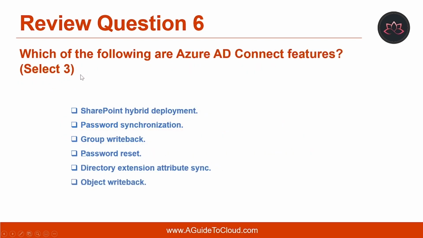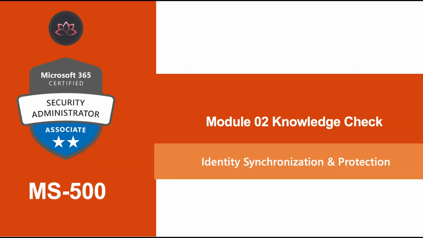And the last question is, which of the following are Azure AD Connect features? You need to select 3 answers. The first correct answer is password synchronization, then it is group write back, and the last option is directory extension attribute sync.